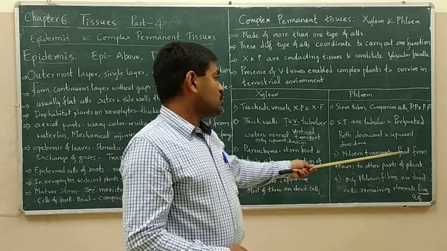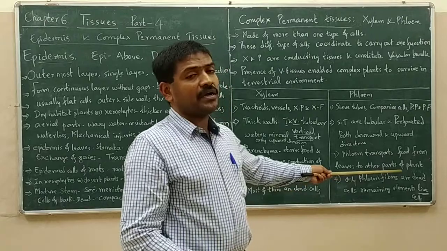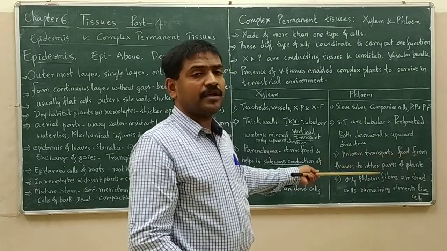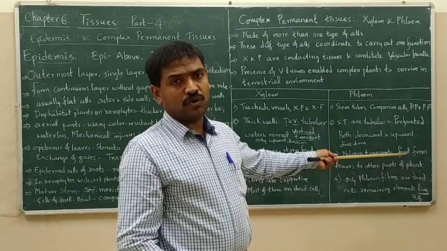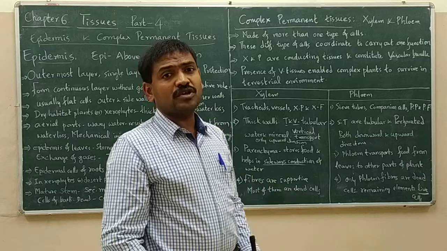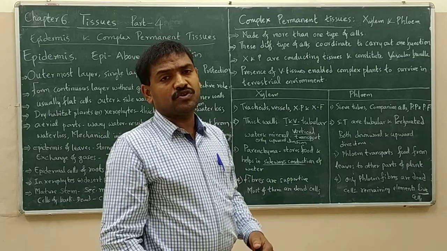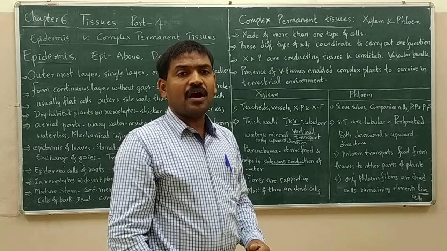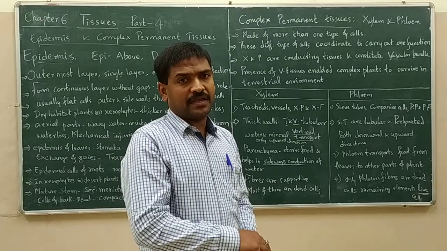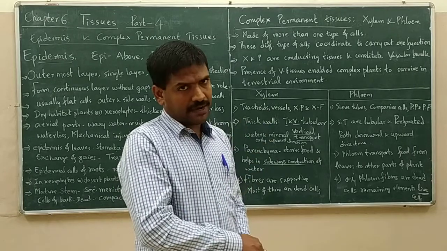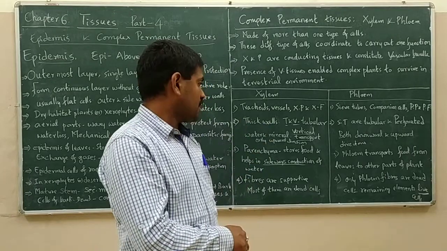Phloem transports the food from leaves to other parts of the plant, especially to the roots in the normal season when leaves are present. When leaves are absent in certain plants, deciduous plants, the leaves are shed during the autumn season. During early spring, food is transported from the roots to the top of the plant, that is, in the upward direction.